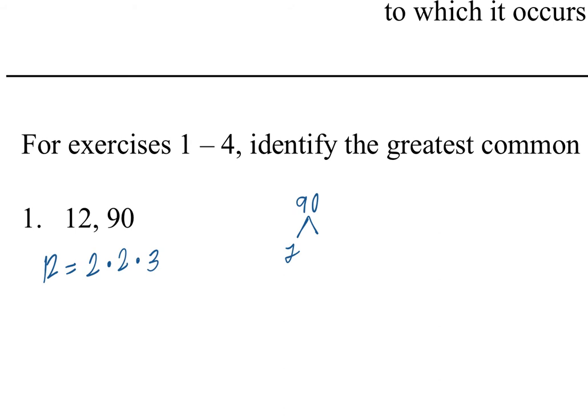To write the prime factorization of 90, I think I'm going to do a factor tree first. 90 is 2 times 45. 45 is 5 times 9. 5 is prime, 9 is not. 9 is 3 times 3. And everything is prime, so I'm going to write them in numerical order.